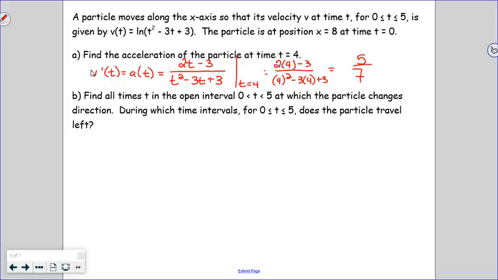Next one: find all times t in the open interval from 0 to 5 at which the particle changes directions, and during which time interval 0 ≤ t ≤ 5 does the particle travel left. So there are two parts to this: where does it change directions, and when is it traveling left. For the direction of travel, between your position function, your velocity function, and your acceleration function, which one should we be looking at?